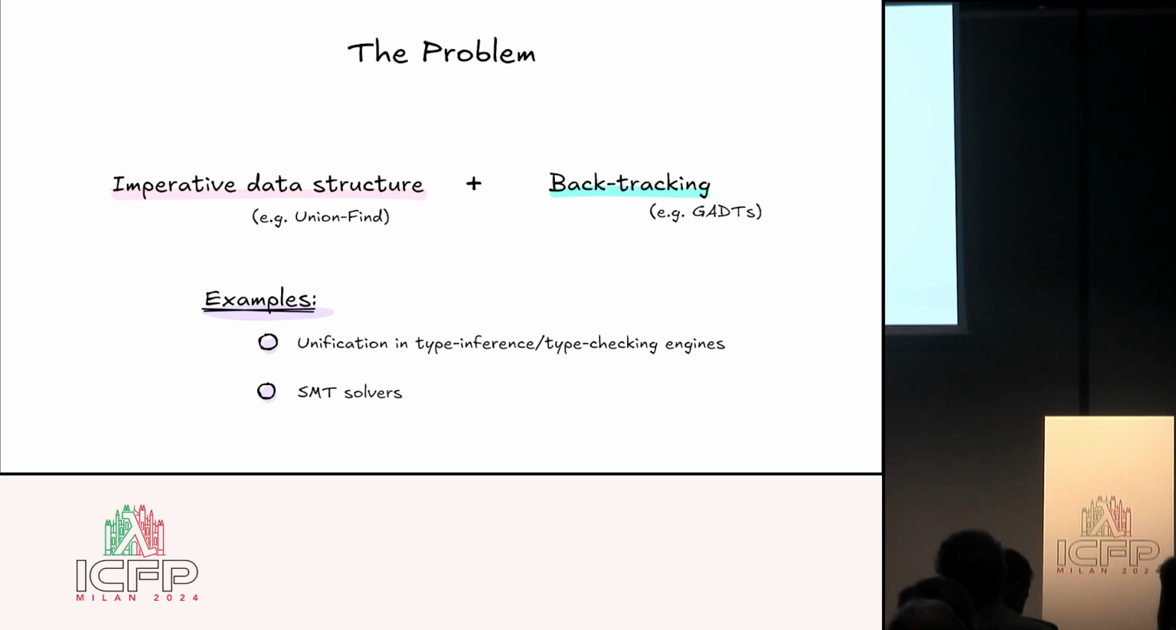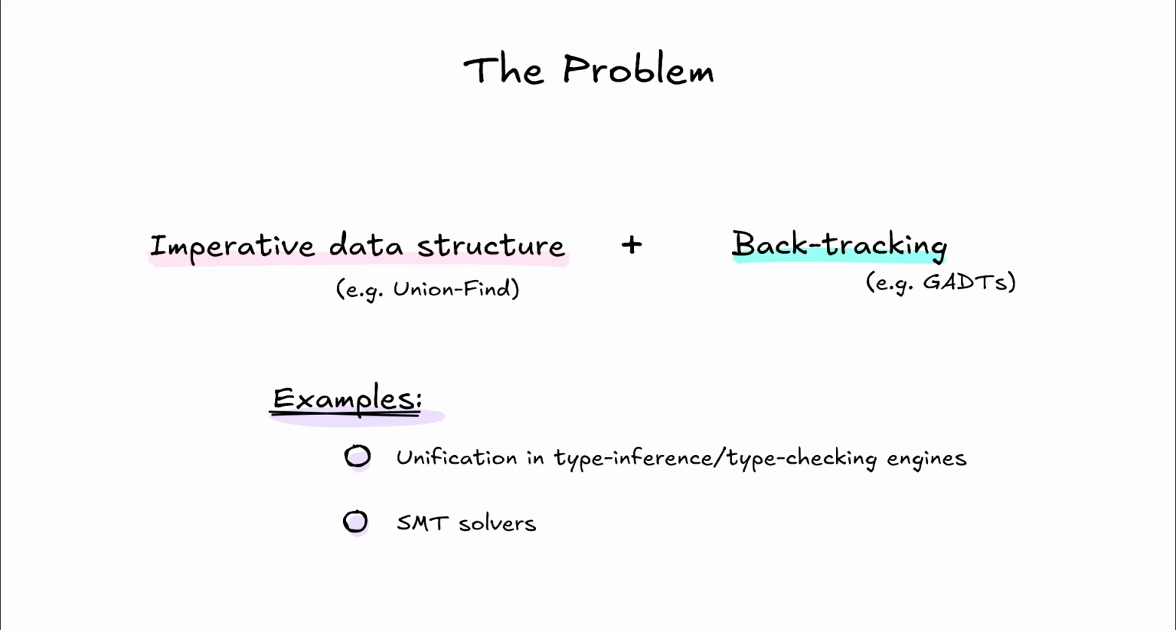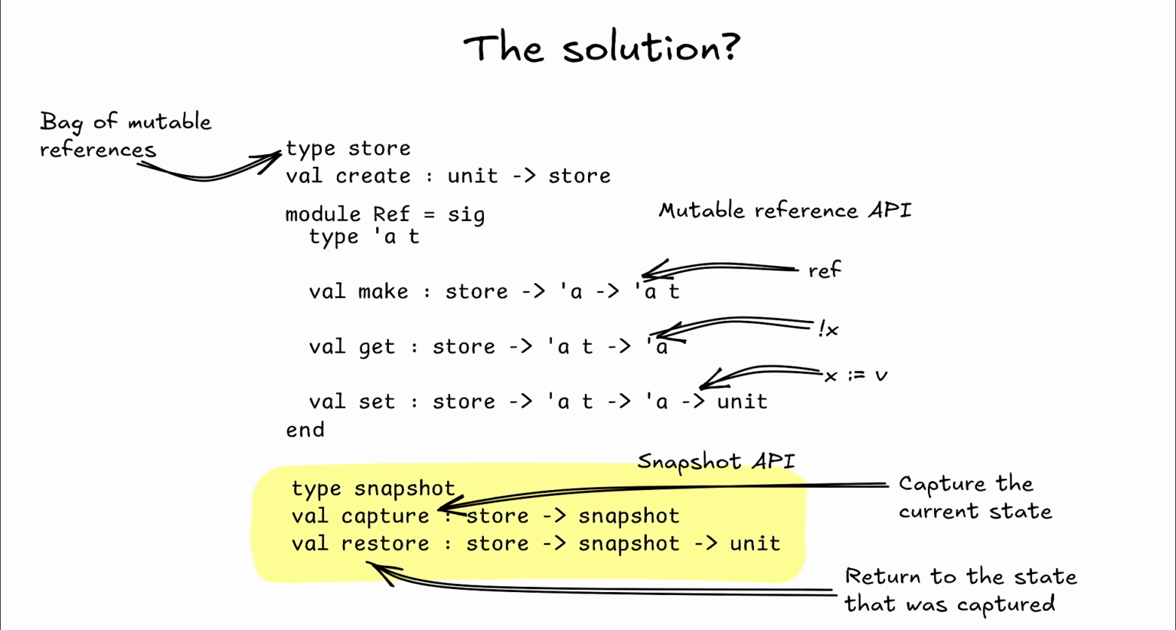So for instance, if you have generalized algebraic data types in your language, you're going to have to introduce local equations, and you're going to have to backtrack those equations. And that can lead to a bunch of problems. Another example, as I said, is SMT solvers, where you're also doing a bunch of backtracking and you want to go back in time.